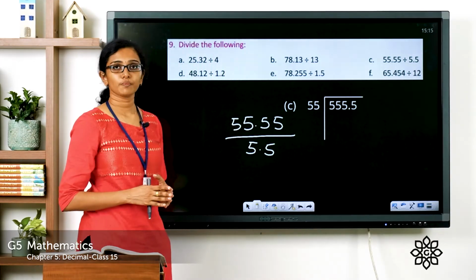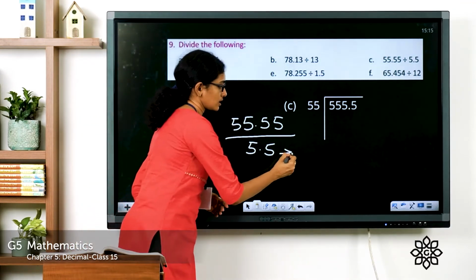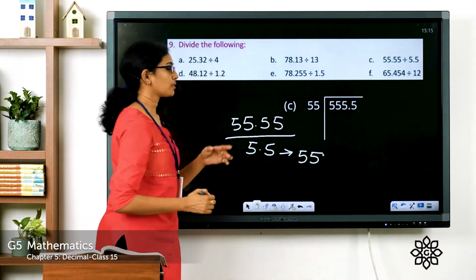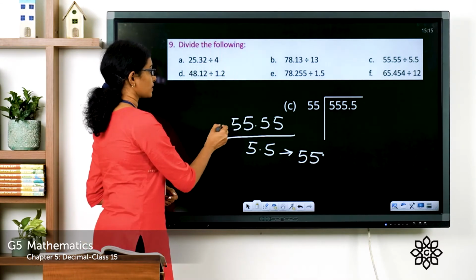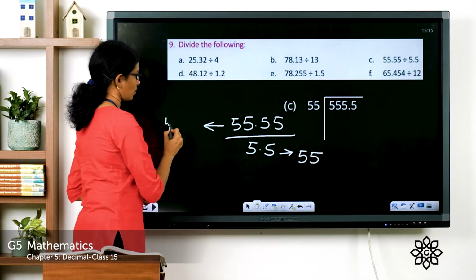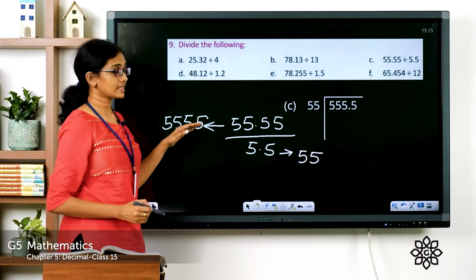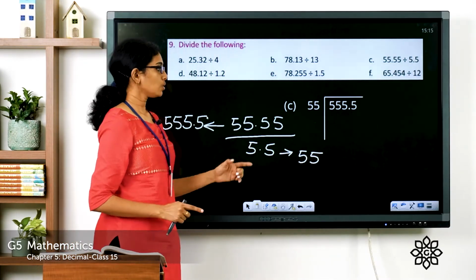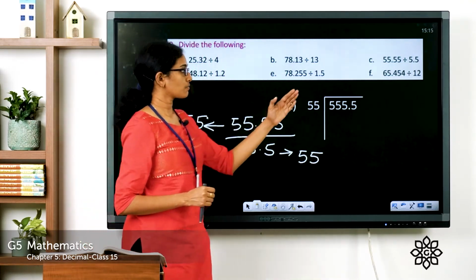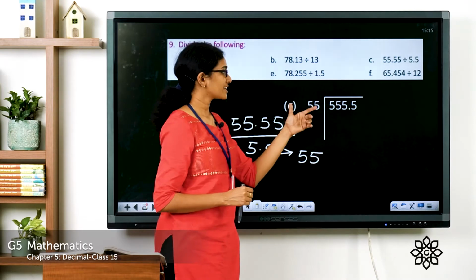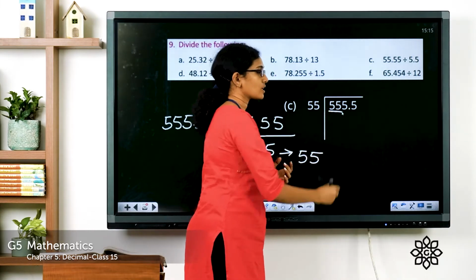So shifting the decimal point to the right makes this denominator 5.5 as 55. And what about this numerator? Shifting the decimal point one place to the right will change this 55.55 to 555.5. So this is our new numerator and this is our new denominator. Now we have to do the division of this numerator and this denominator. So that we have written here, 555.5 divided by 55. We are dividing with a two-digit number. So consider the first two digits of the dividend.